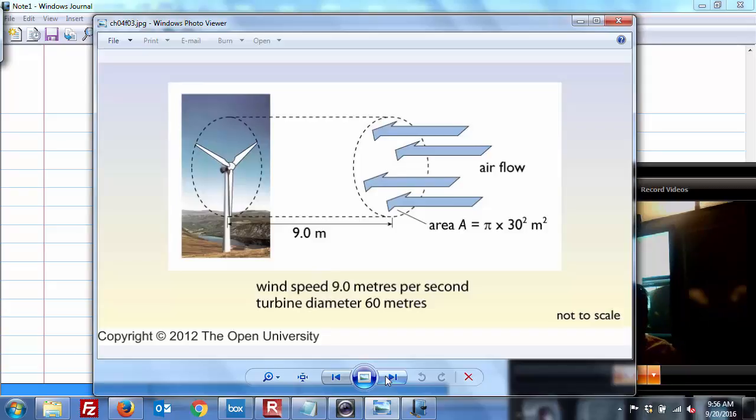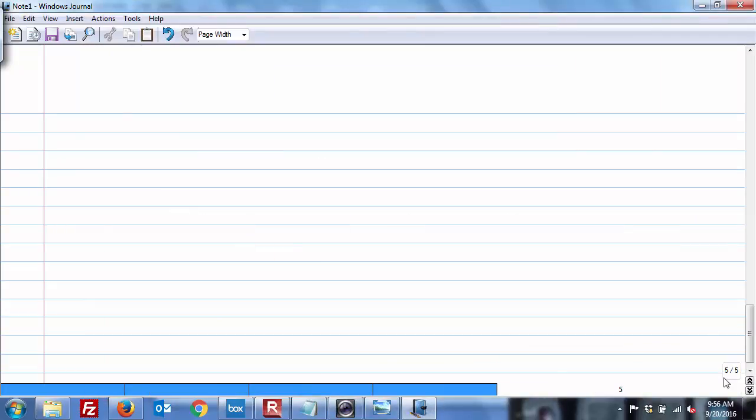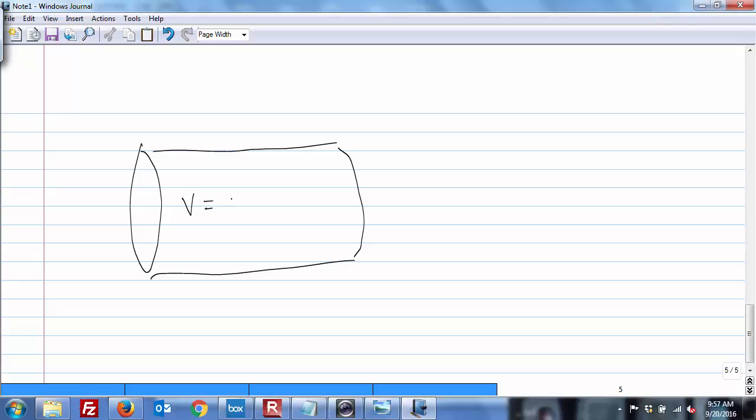Okay, so the question is, how much power does the wind deliver to a turbine with a diameter of 60 meters when the wind speed is 9 meters per second, about 20 miles per hour? So I'm just going to cut right to the chase and go through the problem. What they're doing is very similar to what we did before. So here's the turbine. Here's the wind. And what we need to do is look at the volume. What's the volume of this cylinder of wind that's approaching the turbine?